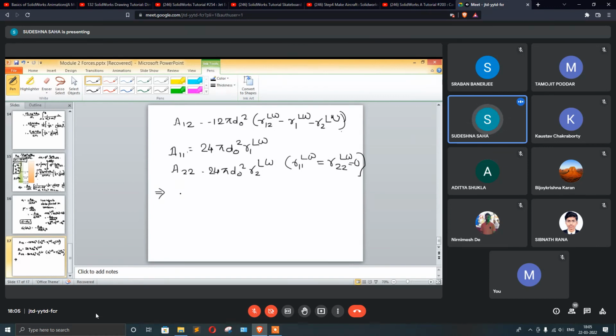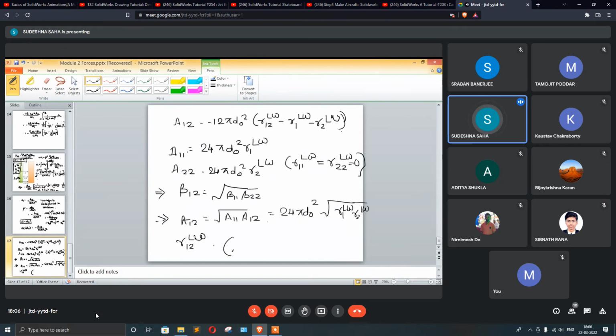And if the field equals the square root of beta 11 beta 22, then we can obtain A12 equals the square root of A11 A22, that we can write in terms of 24 pi d naught square times gamma 1 2 LW, which will be equal to square root of gamma 1 LW minus square root of gamma 2 LW, whole square.